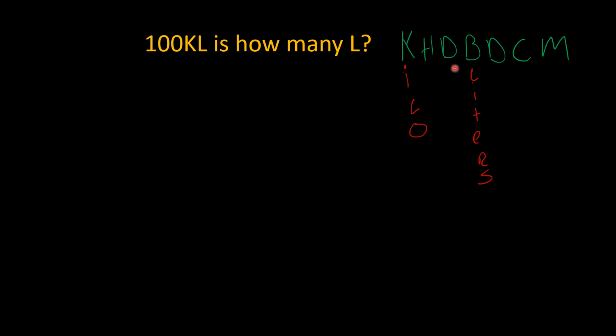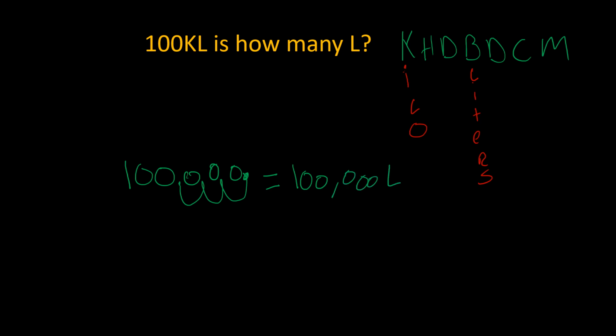1, 2, 3. So all we have to do is rewrite 100 and move the decimal 3 spaces over to the right. 1, 2, 3, decimal 0, 0, 0. Therefore, 100 kiloliters is going to be 100,000 liters. And intuitively, we know this because 1,000 liters makes 1 kiloliter.